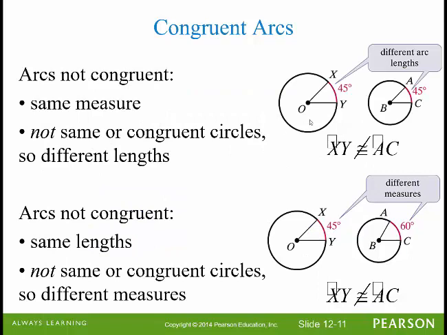All right, so a little bit more on this. Arcs are not congruent if they can have the same measure but not be in the same or congruent circles, so they have different lengths, like we see here. And these arcs are not congruent. They have the same lengths but are not in the same or congruent circles, so they have different measures. They need to have the same measure and the same length for the arcs to be congruent. Remember that: same measure, same length.